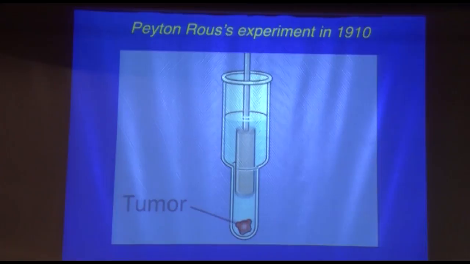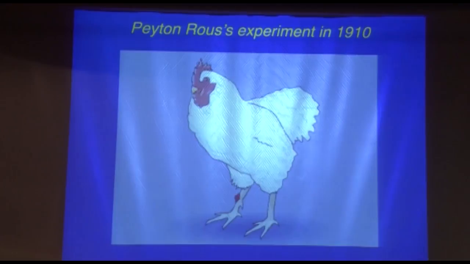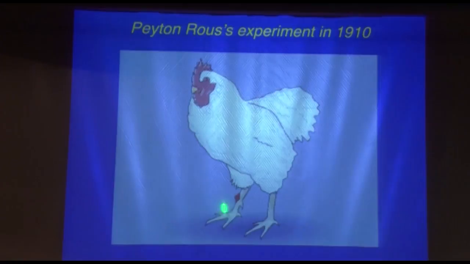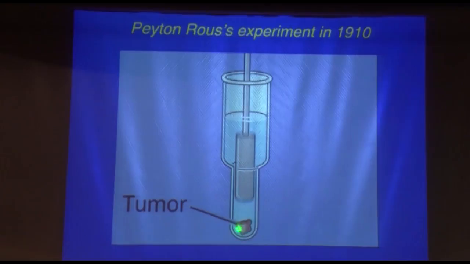Whoops, went too fast while I was talking. So this is a tumor called a sarcoma. It's a tumor of connective tissue. And Peyton Rous noticed that some of these chickens would have these tumors, which we now call the sarcoma tumor, and that he could do an experiment where he cut out this tumor and he ground it up.